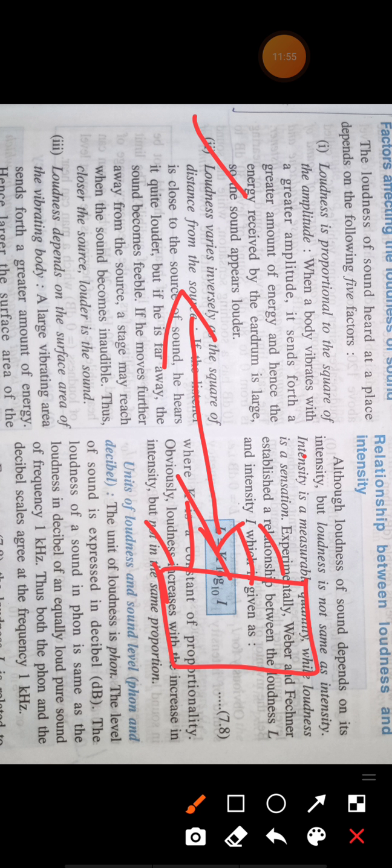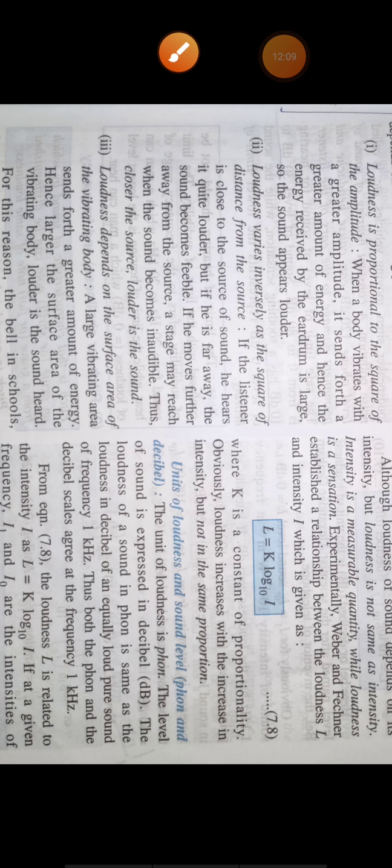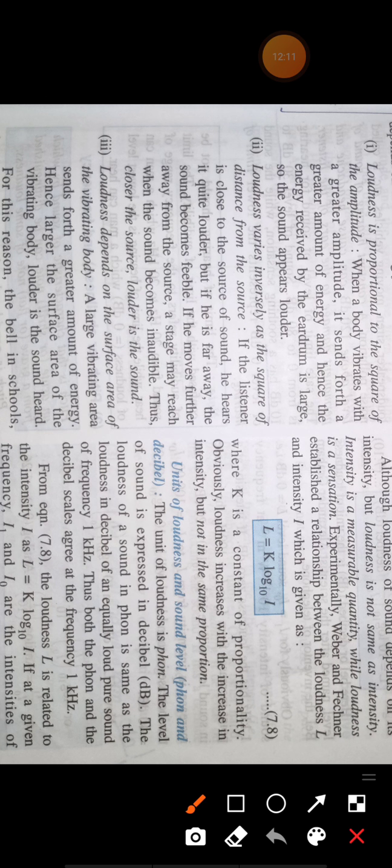As the distance between source and listener decreases, loudness increases. And as the distance between source and listener increases, loudness decreases. Correct? So loudness varies inversely as the square of the distance.